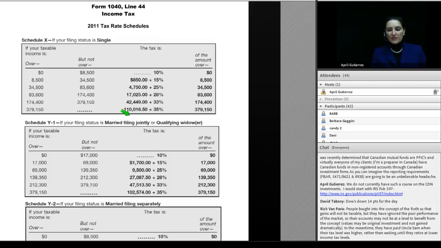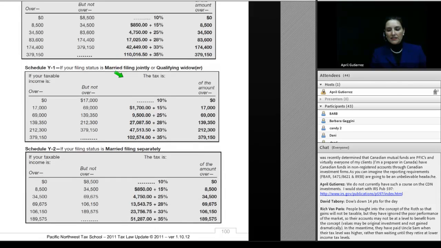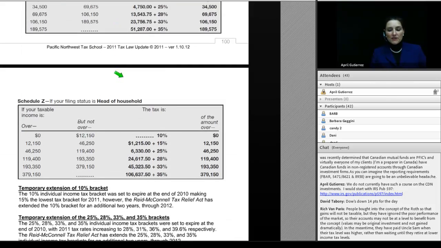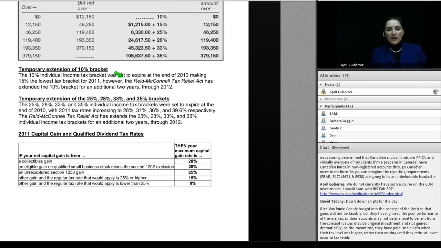You can see that the minimum bracket is 10%, the maximum bracket is 35%, and those brackets were supposed to go up in 2011, but they did not, and they're temporarily still set at those amounts. But after 2012, those brackets are supposed to go up. The 10% bracket will disappear and be replaced with the 15% bracket, and then we will also have 28, 33, and 35% brackets that are going to be replaced with higher brackets that go as high as 39.6%.